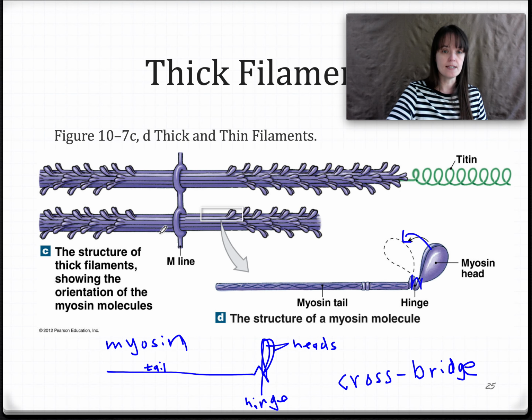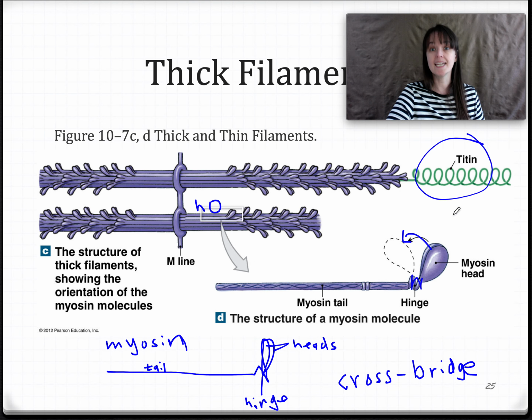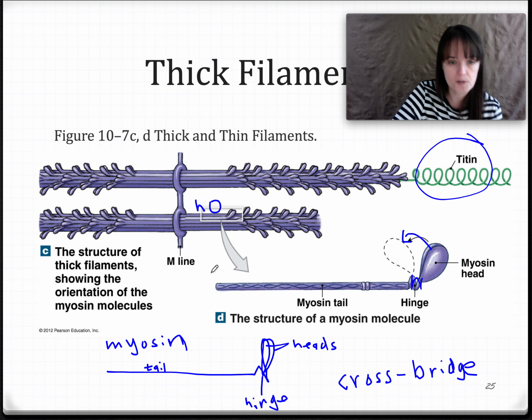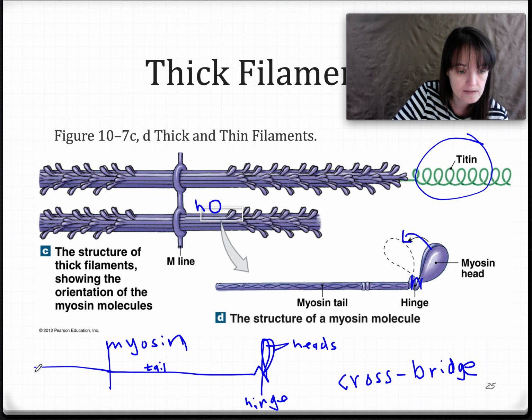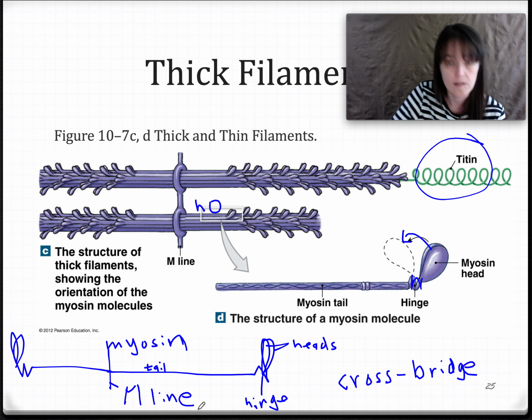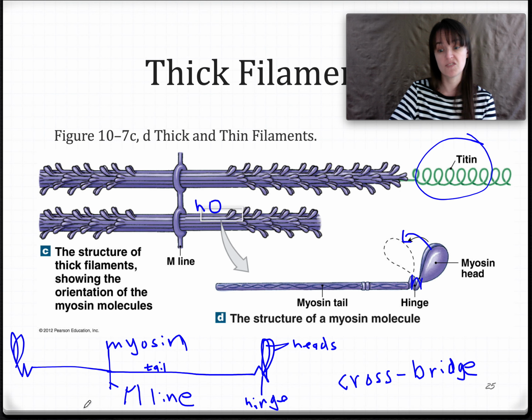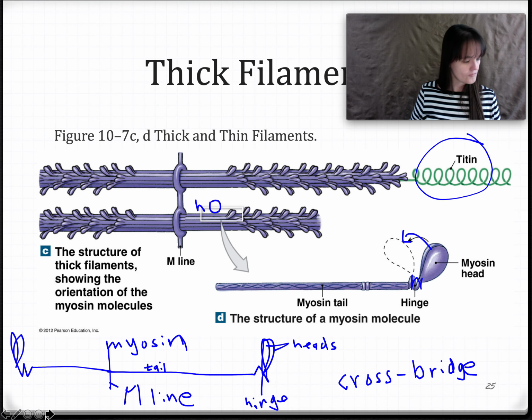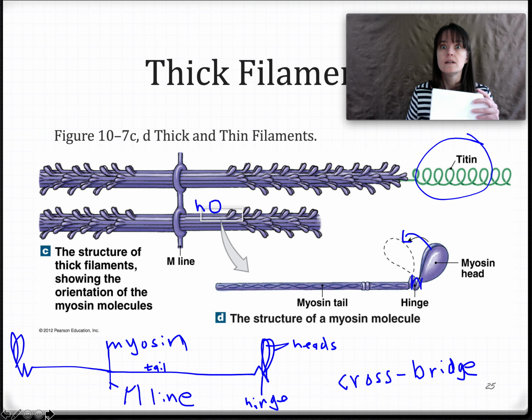And the H band includes a central region where there are no myosin heads. And each thick filament has a central core of springy titin that keeps the sarcomere lined up. And then at the bottom of the page, if you could please draw this. Feel free to draw it better, or fast, or to the best of your ability. All right, that was that page.